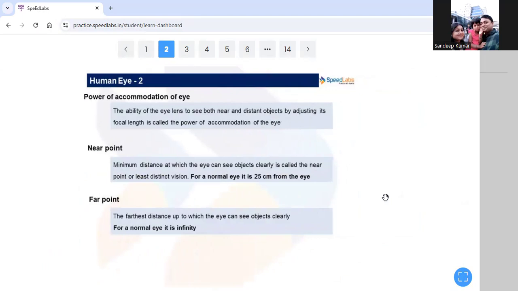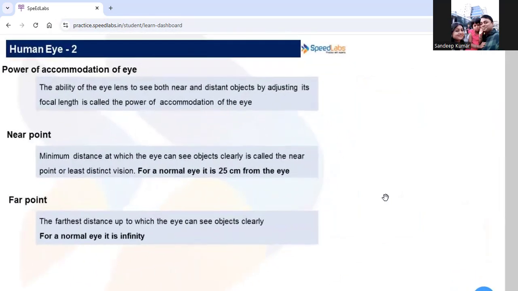Power of accommodation of eye. The ability of the eye lens to see both near and distant objects by adjusting its focal length is called the power of accommodation of the eye. Our eye can see objects which are near and also objects which are far. This ability of the eye lens to adjust its focal length is called what?